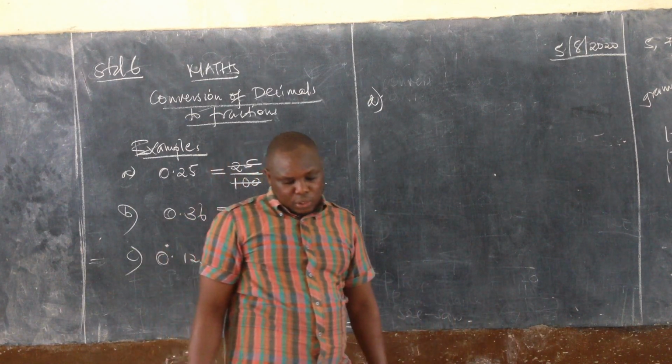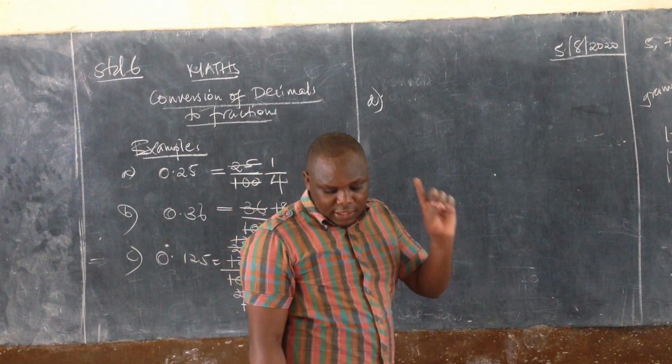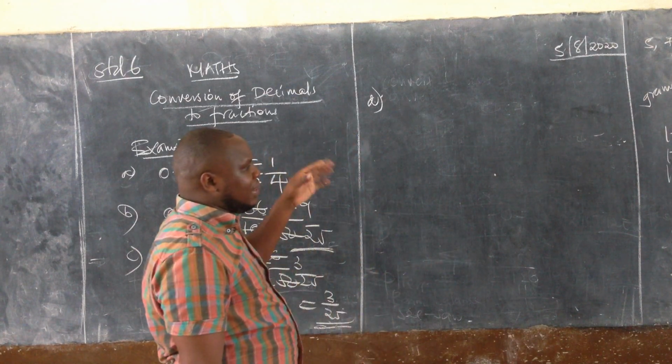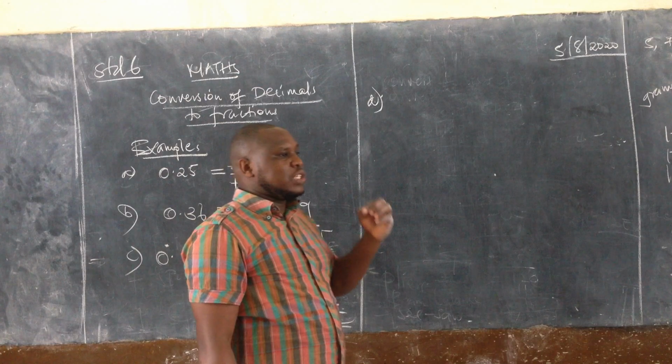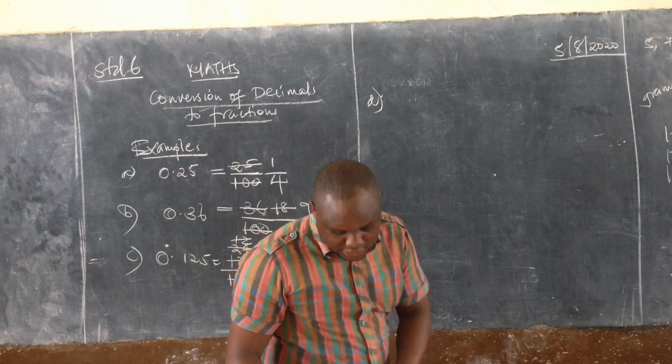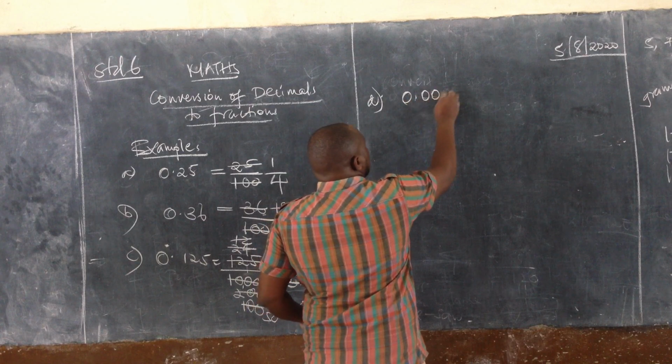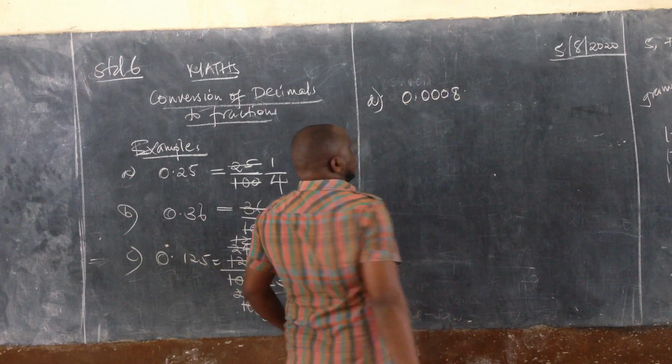Let's do another example. Convert into a decimal and give your answer in the simplest form. Meaning that you're going to check whether these numbers can be divisible so that you can write your final answer. 0.008. Write this as a fraction.